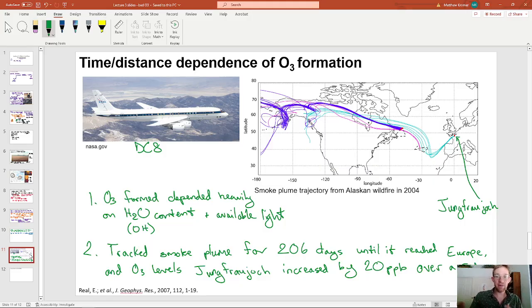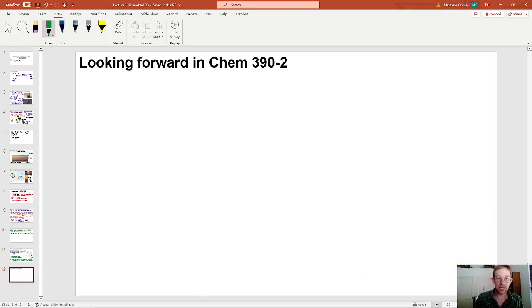So hopefully you have a little bit more of an appreciation for the type of effects wildfires can have in the troposphere. This is certainly not an all-encompassing lecture. We didn't talk about acid rain, for instance, which is another thing that could happen. But yeah, hopefully this was interesting.